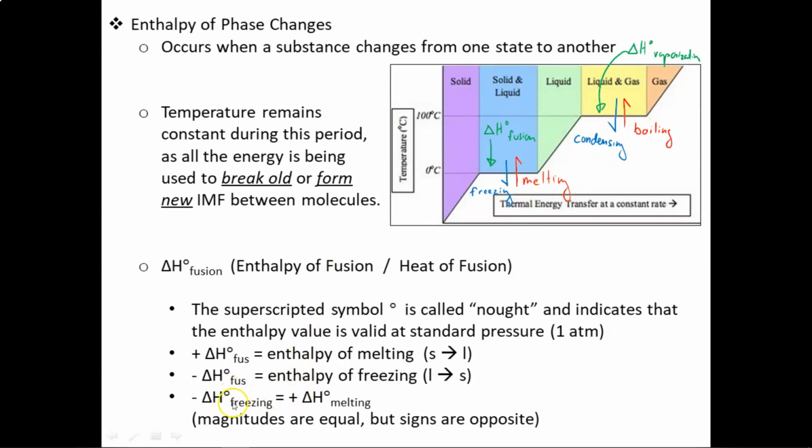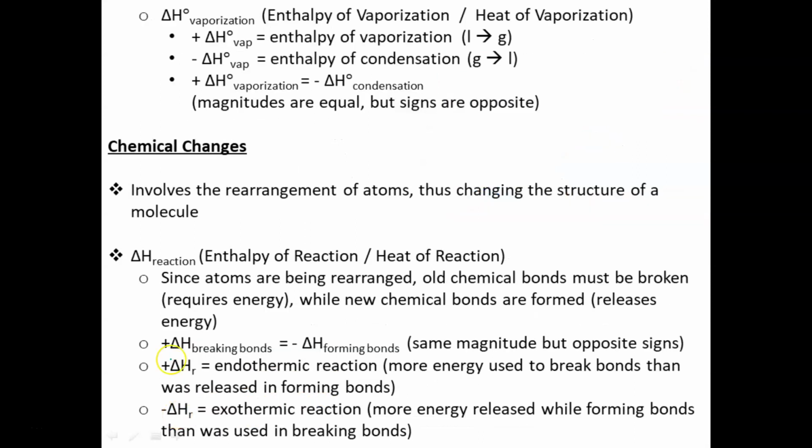Please keep in mind that the energy required to freeze a substance is the same magnitude of energy required to melt it. They just have opposite signs, where one is losing energy and the other one's gaining energy. Same thing with the heat of vaporization. Positive delta H means that you are vaporizing something, going from a liquid to a gas state. Negative delta H means you're losing energy, so you're going to have some condensation, going from a gas to a liquid state.